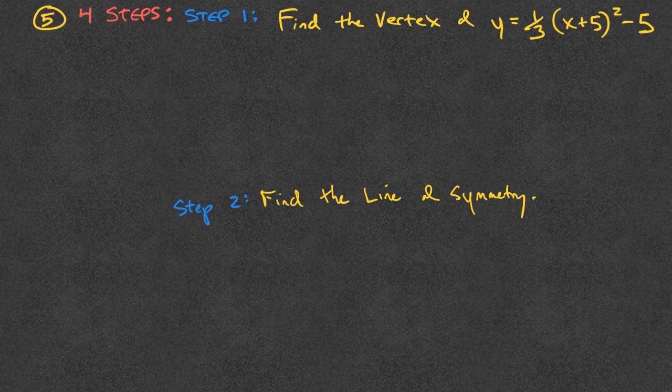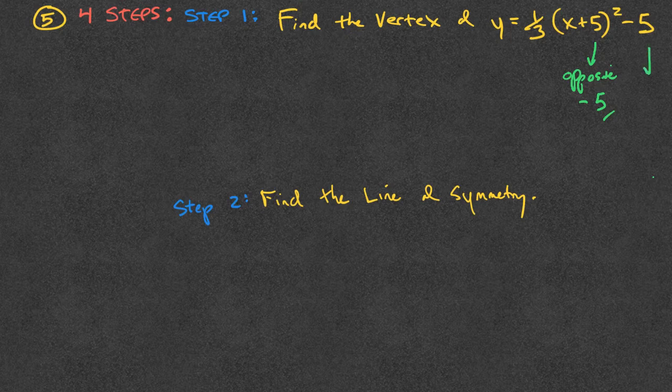Number 5, step 1, find the vertex of y equals 1/3 (x plus 5) squared minus 5. Again, vertex hopefully is going to be pretty easy. Anytime you've got a parentheses that's squared, we're going to use the opposite of this.